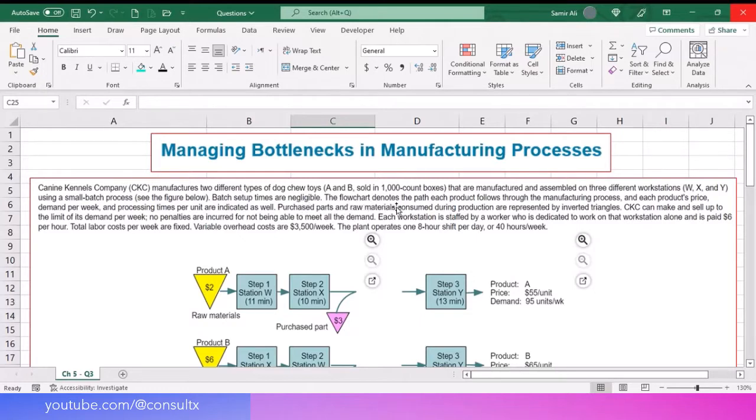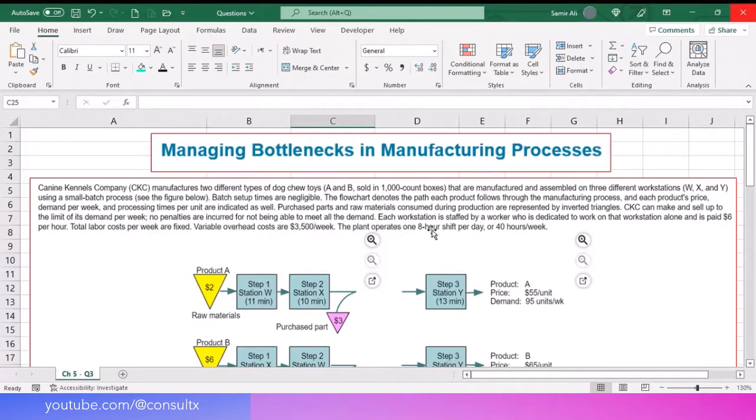The flowchart denotes the path each product flows through the manufacturing process, and each product's price, demand per week, and process time per unit are indicated as well. Purchase part and raw materials consumed during the production are represented by inverted triangles. CKC can make and sell up to the limit of its demand per week. No penalties are incurred for not being able to meet all of the demand.